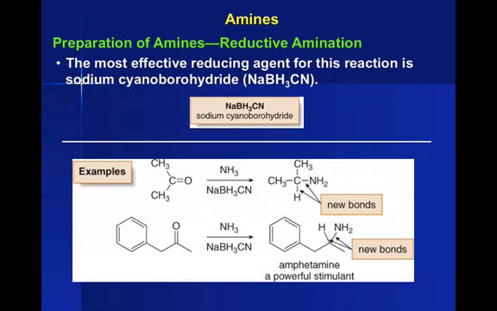Okay? These reactions are typically done in aqueous solution or alcohol solution. And so one of the hydrogens comes from the sodium cyanoborohydride. The other hydrogen comes from water. Okay? So here's a practical example on the bottom. This is how they make amphetamine. You take phenylacetone, which is shown there on the left, which is just a ketone. You take ammonia and sodium cyanoborohydride, and you can make amphetamine.